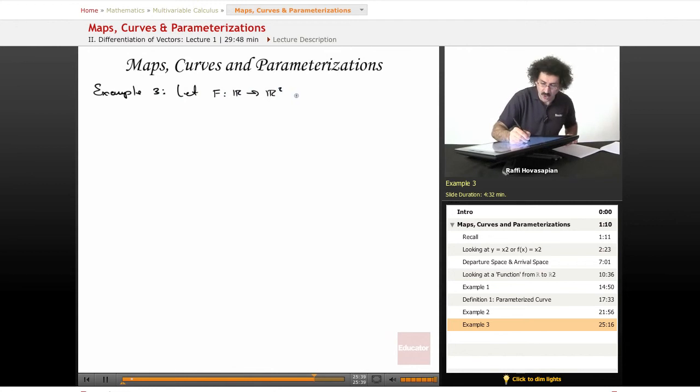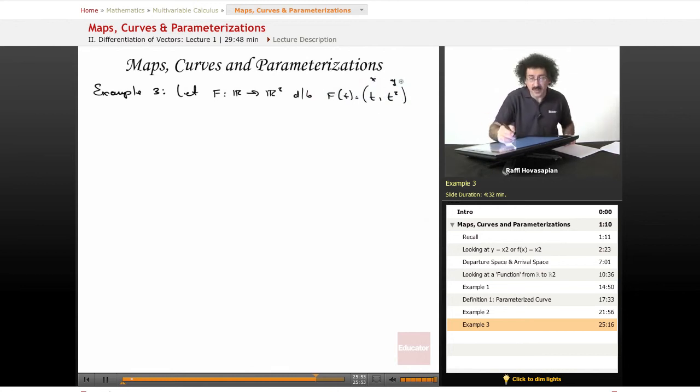Okay, let F be a map from R to R2. In other words, a curve in 2 space defined by f of t is equal to t and t squared. So this is the x-coordinate, right? This is the y-coordinate. It's a curve in 2 space. This happens to be the parameterization of the parabola in the plane.